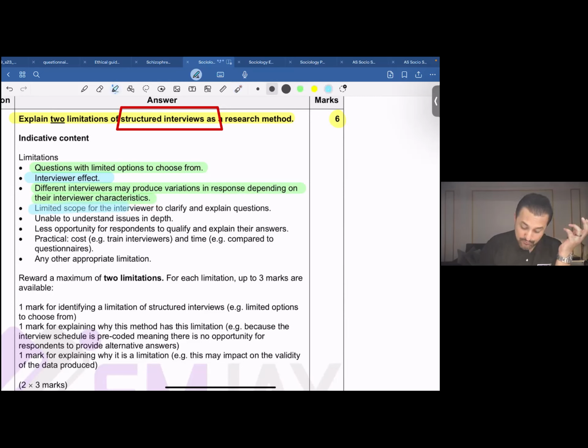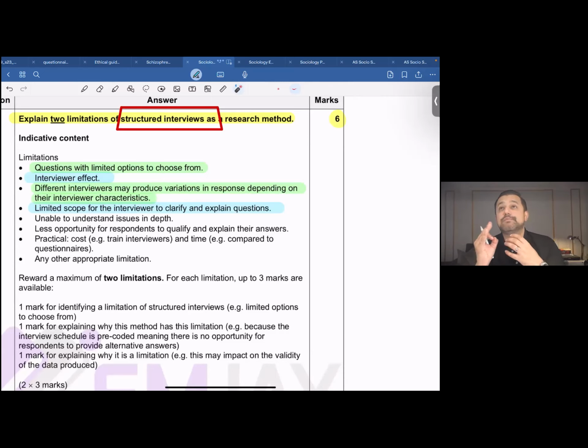Number four, limited scope for the interviewer to clarify and explain questions. Keep in mind, we're talking about a structured interview. I had mentioned this earlier. Structured interviews are known not to be flexible, right? So there's a possibility, because the interviewer is a human and the interviewee is a human, that the interviewee might not understand the question that is being asked of him or her.